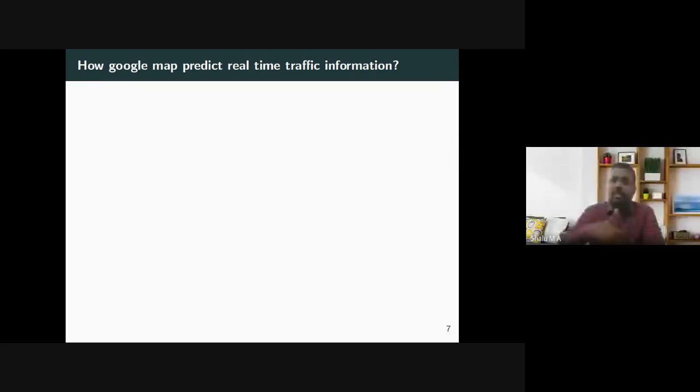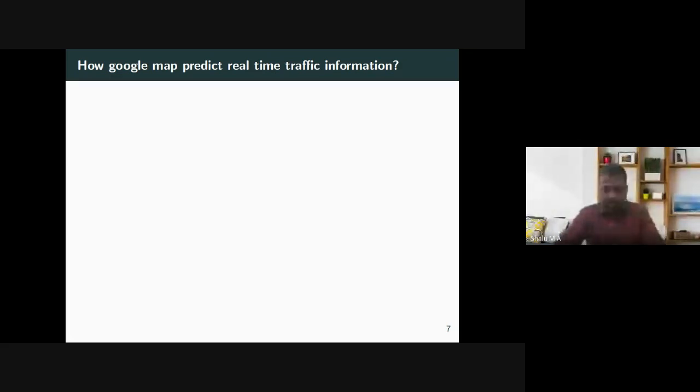That shows that there's a traffic jam or there's traffic going on there. And it also suggests different routes. Where a route to the destination will go on, the route to suggest to you. How do they figure out that? Okay, there's a simple technique.